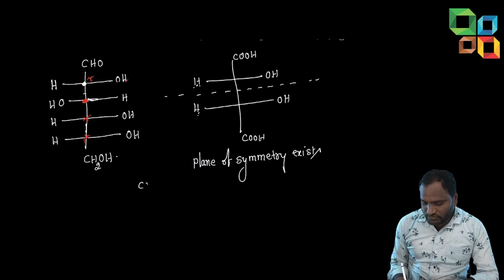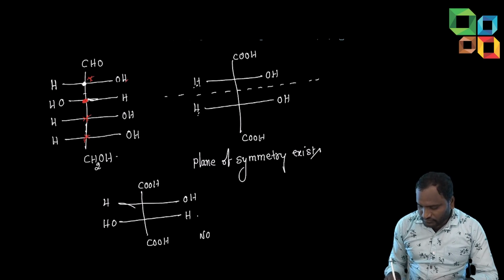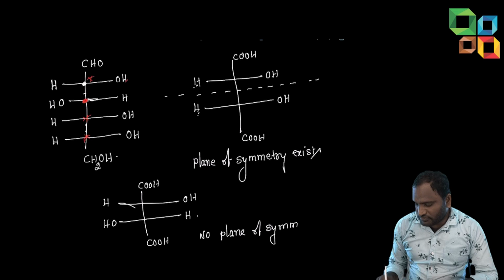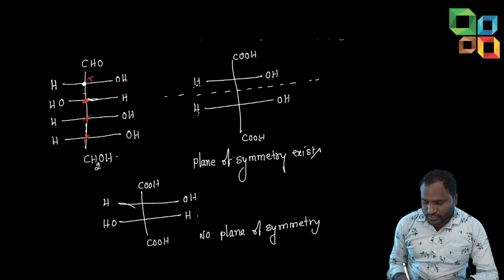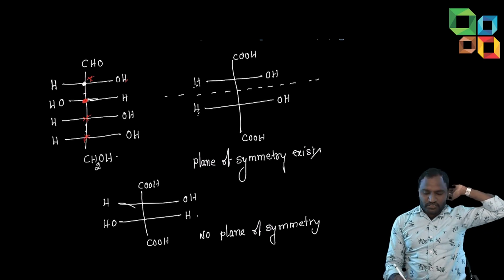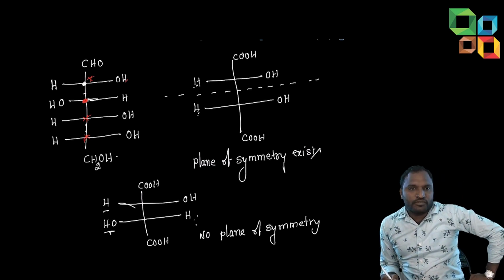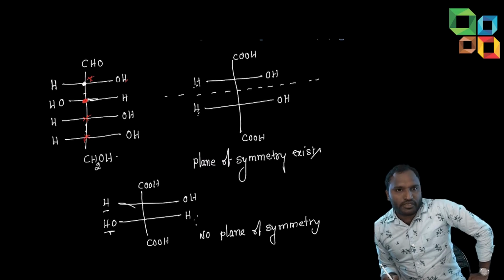One more example I will take here to avoid the confusion. No plane of symmetry. So if I give you these two examples, you won't get any confusion. Their groups are equal on both sides, but they are not mirror images. It should be a mirror image. H should be mirrored here. OH means here, down also OH should come. Then only will plane of symmetry be considered. Otherwise, we will not consider plane of symmetry.